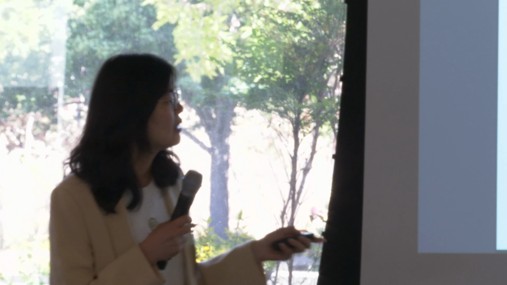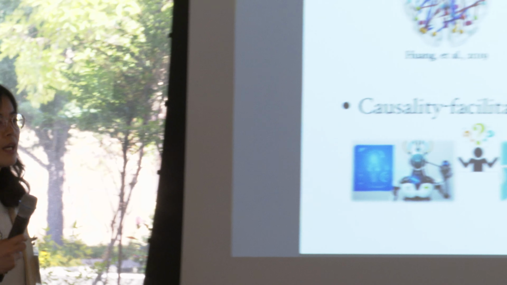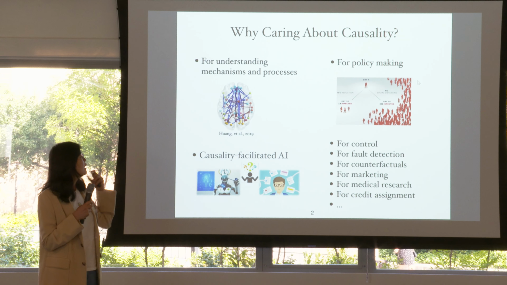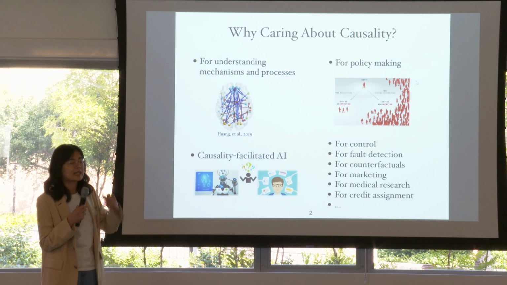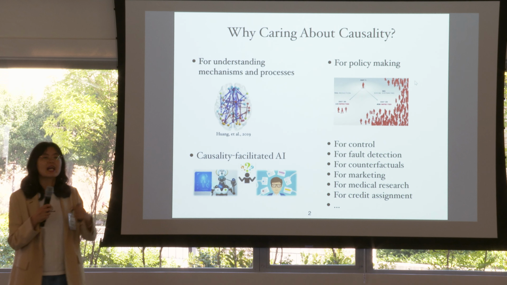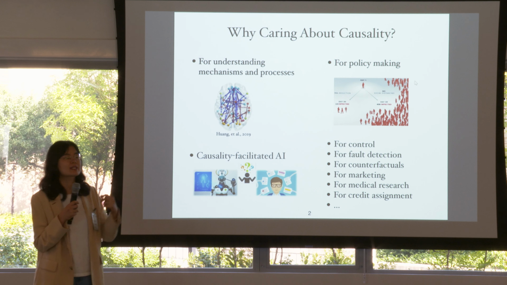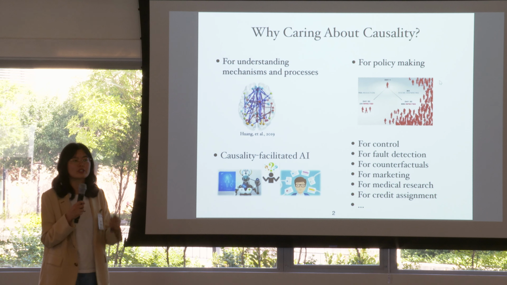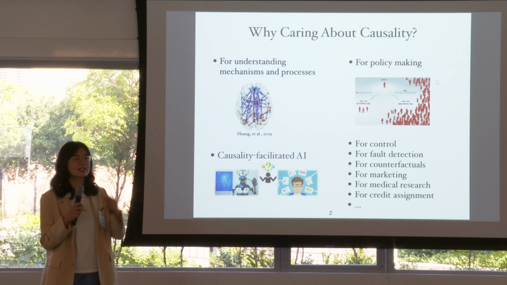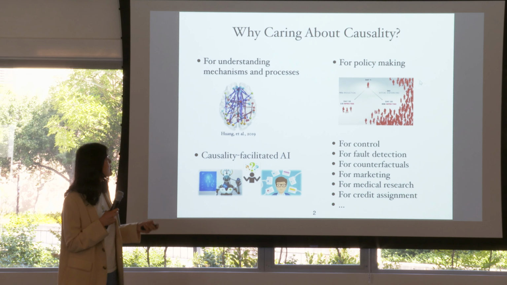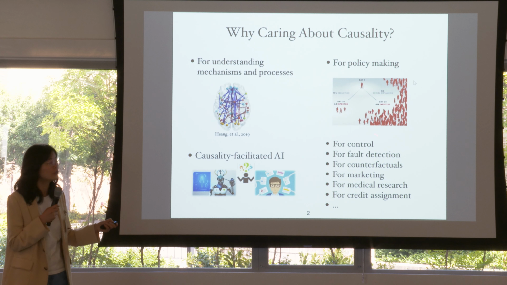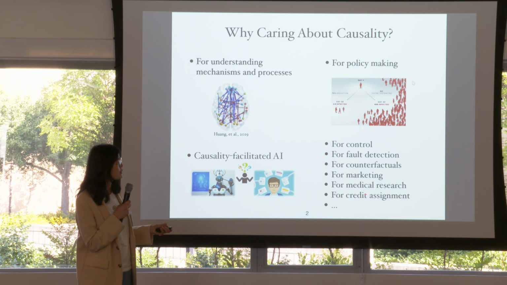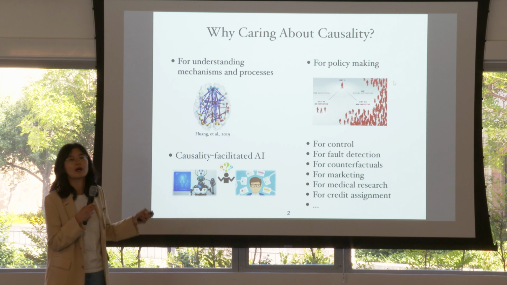Furthermore, in AI, we want to go beyond correlation and domain-specific pattern recognition, towards the discovery of the underlying causal relationships that can produce patterns across general scenarios of interest, in order to achieve more reasonable prediction and decision-making. Causality could also be useful for control, fault detection, counterfactuals, marketing, medical research, credit assignment, and so on.